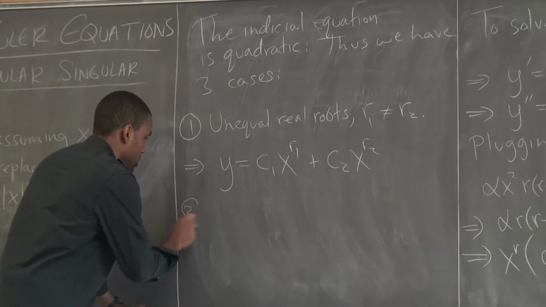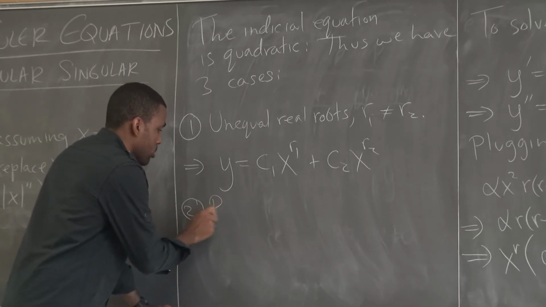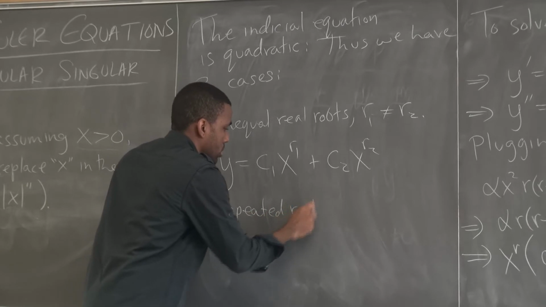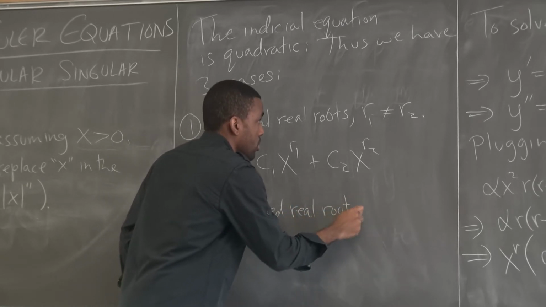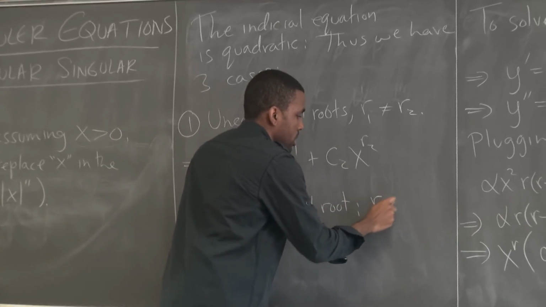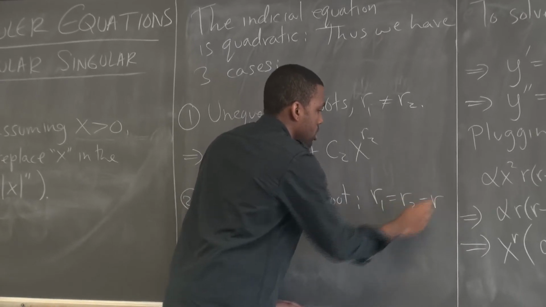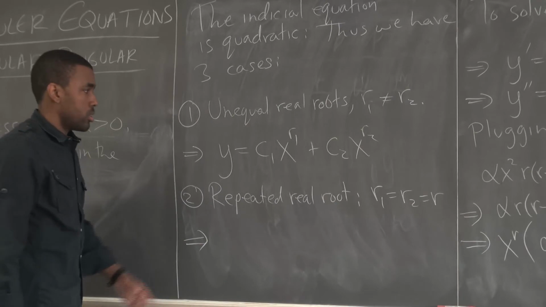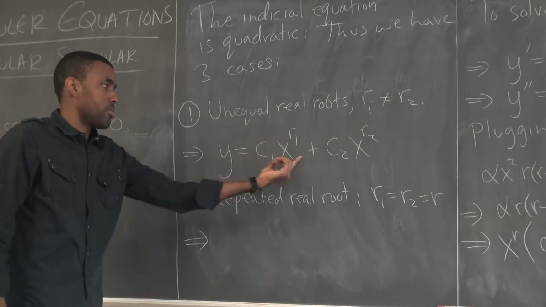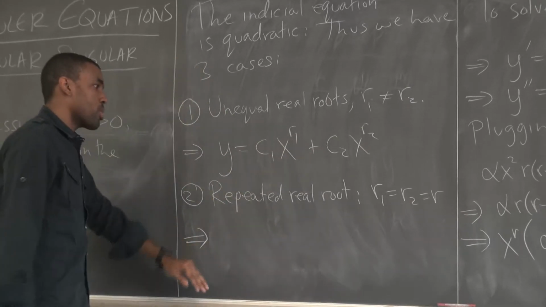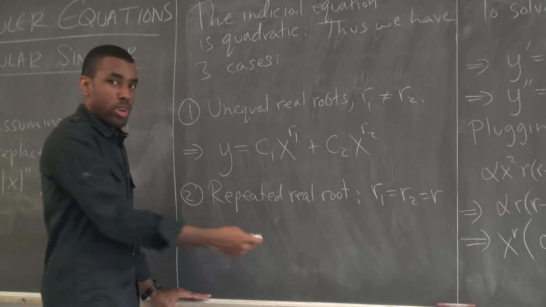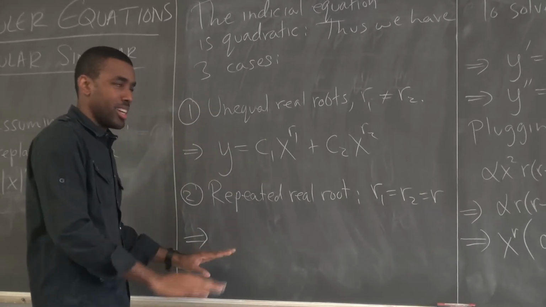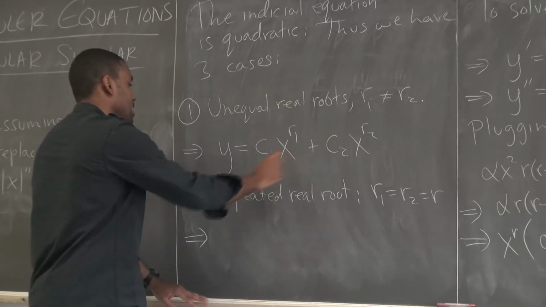There's a second case where you have a repeated root. Let's say R1 equals R2 equals R. In that case, you can use reduction of order. Assume that the second solution is a function times this one. You run through the process. Ultimately, I don't recommend ever doing this. Do it once, but don't do this on a test because it gets really messy here.